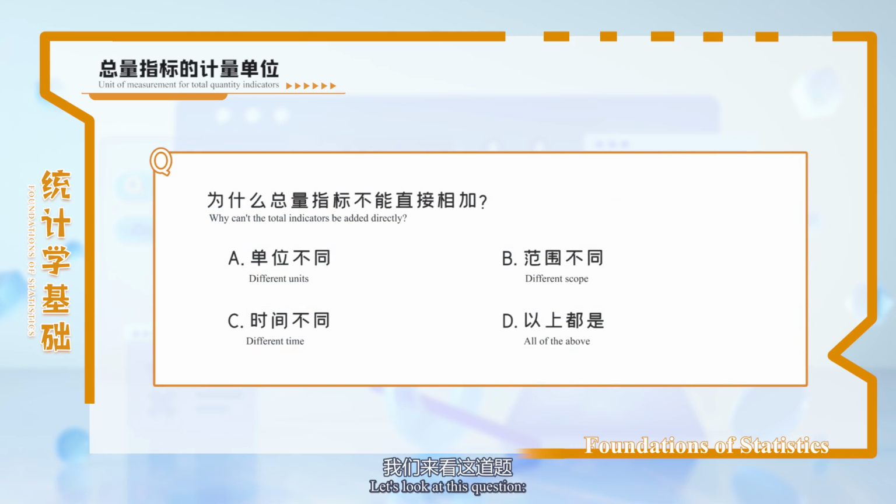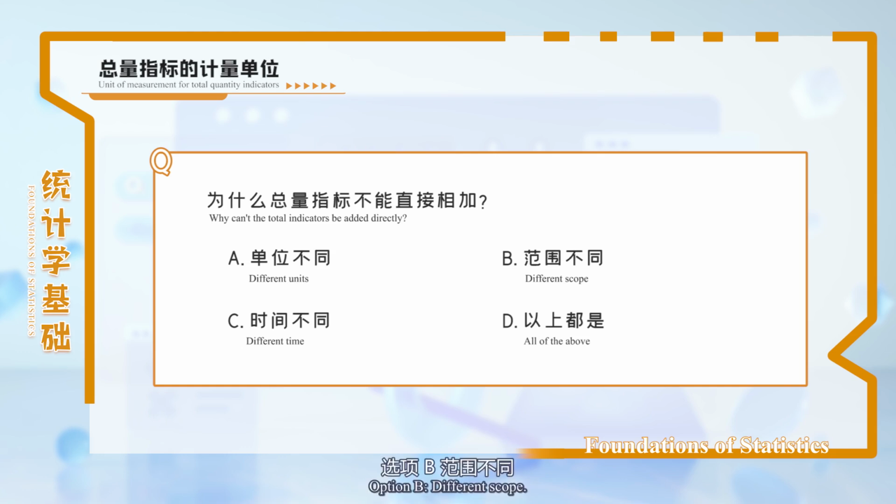Let's look at this question. Why can't the total indicators be added directly? First, let's analyze each option one by one. Option A, different units. If 2 total indicators use different units of measurement, such as adding kilograms and liters, they cannot be added directly. This is a valid reason.